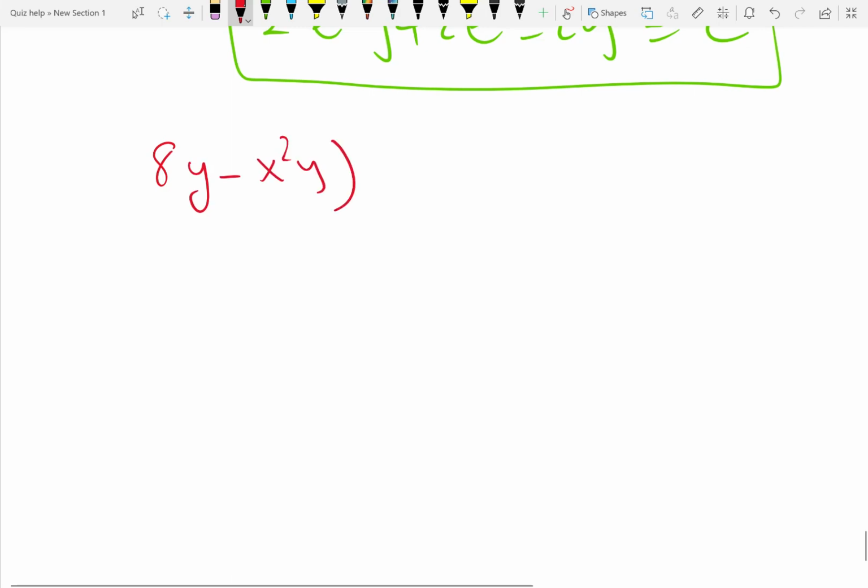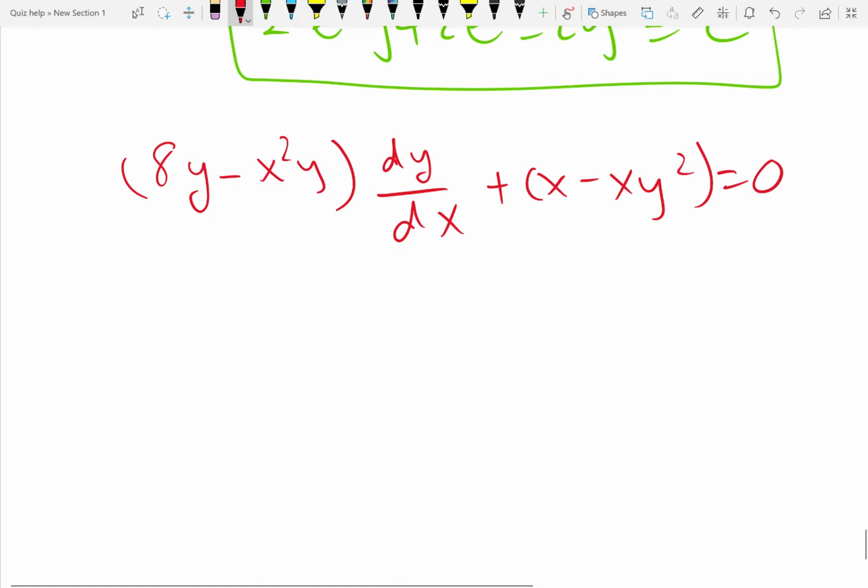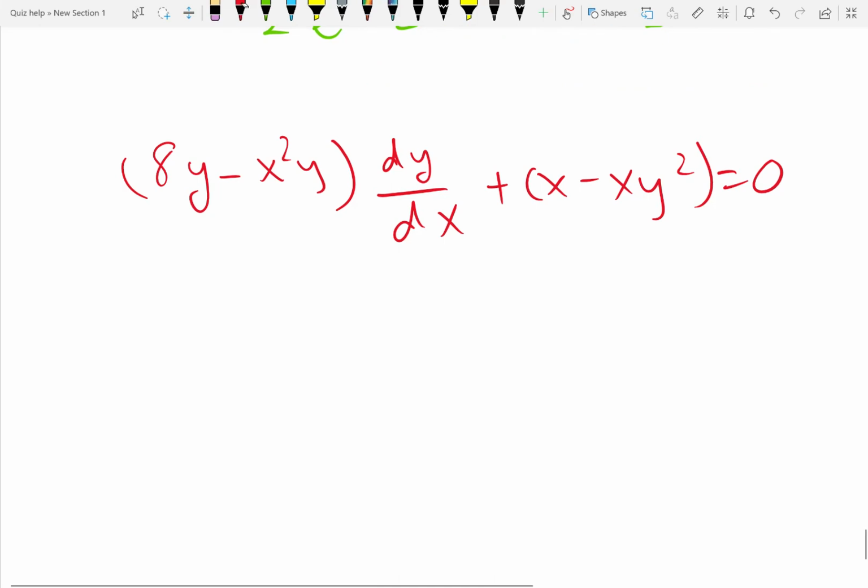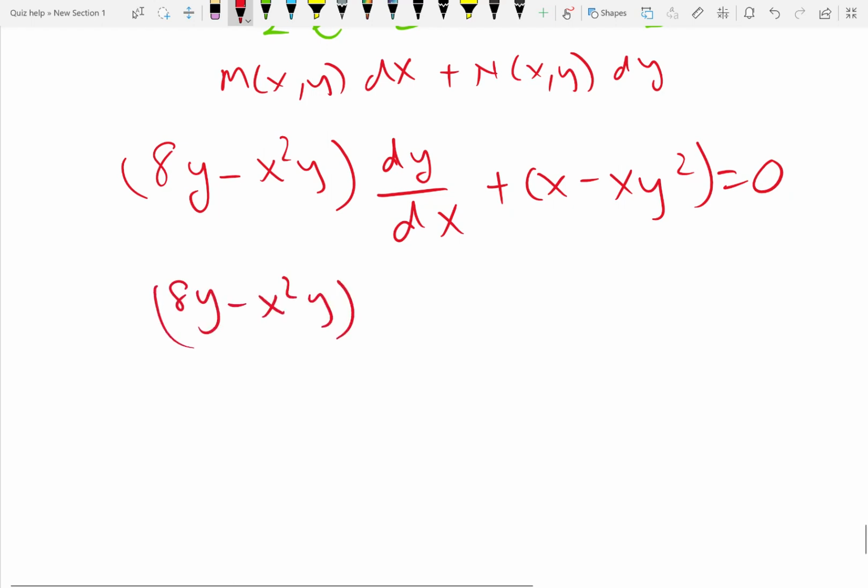8y minus x squared y, dy over dx, plus x minus xy squared, is equal to 0. What do we have to do here? First we need to convert this into a form that looks like M times dx plus N times dy, but it's not in that format. So let's multiply the whole thing by dx. We get (8y minus x squared y) dy plus (x minus xy squared) dx is equal to 0. So I rewrite the differential equation to look like what we want.